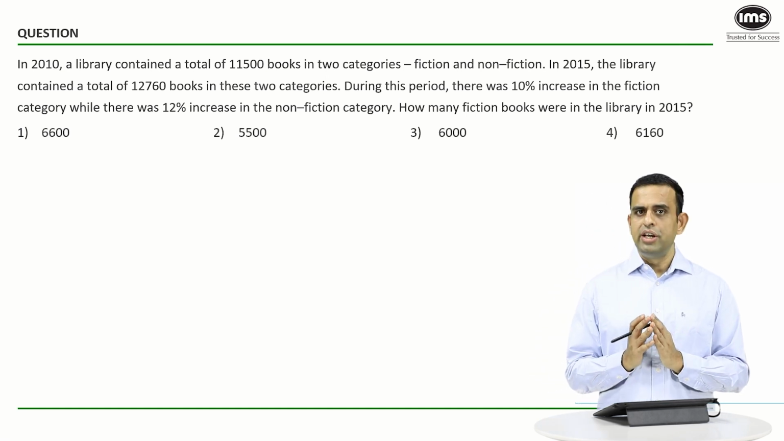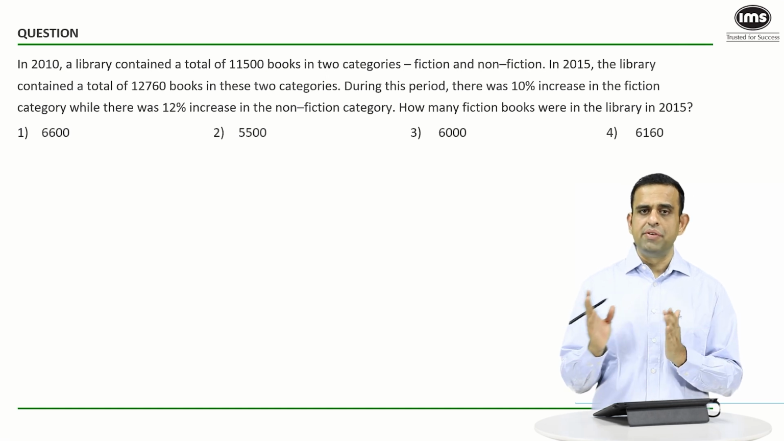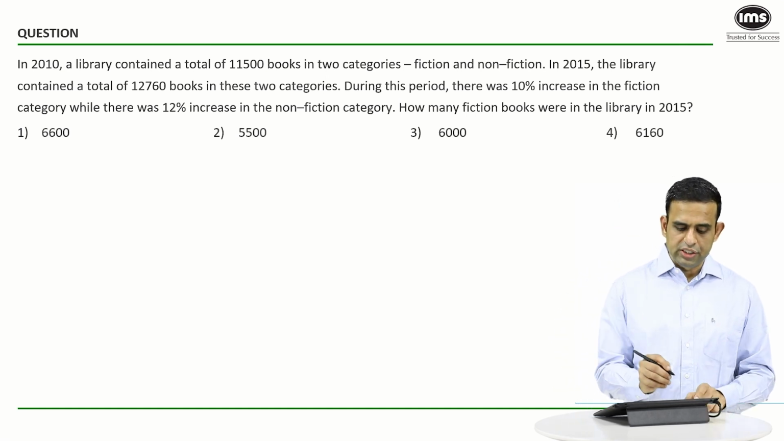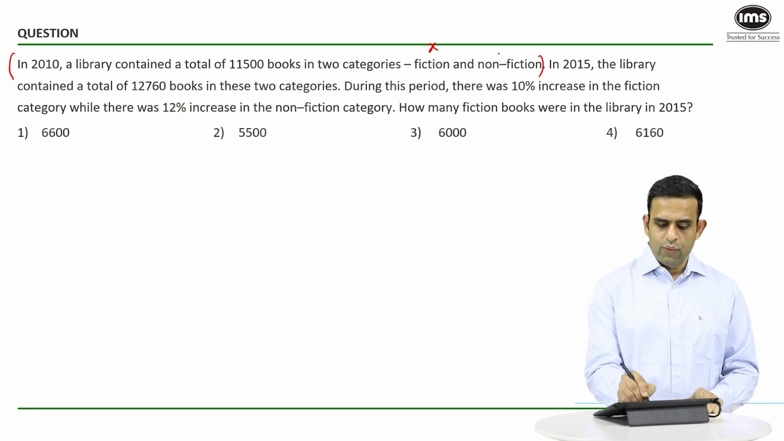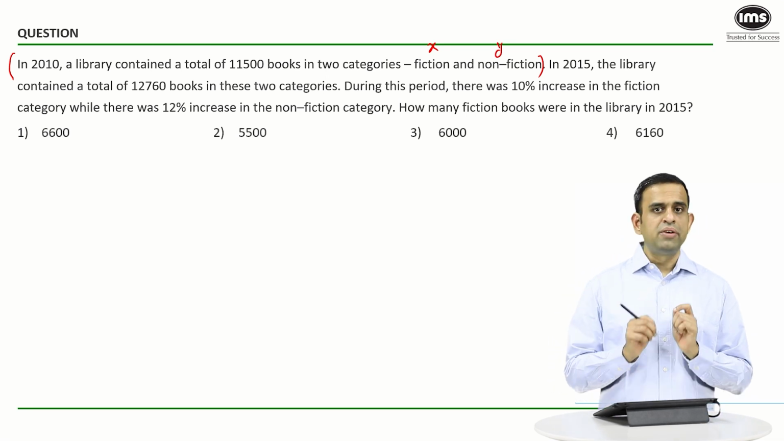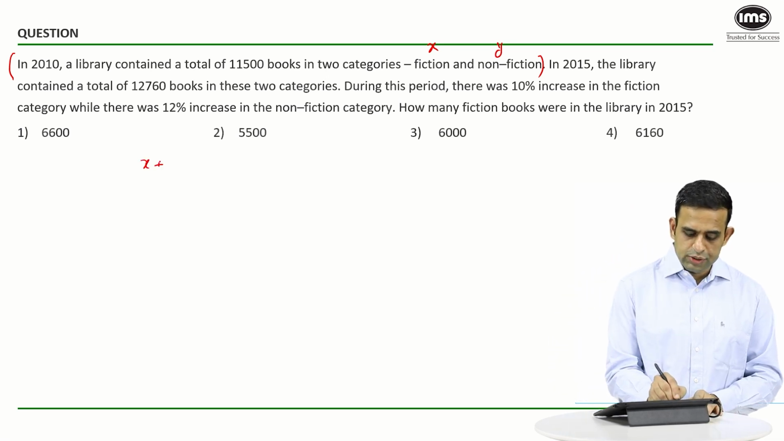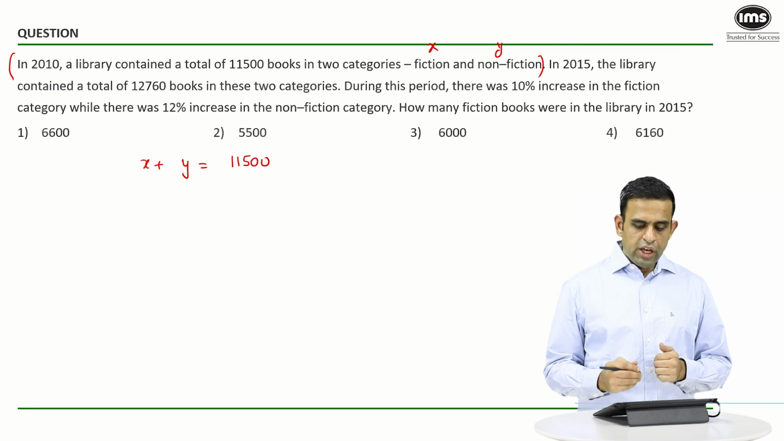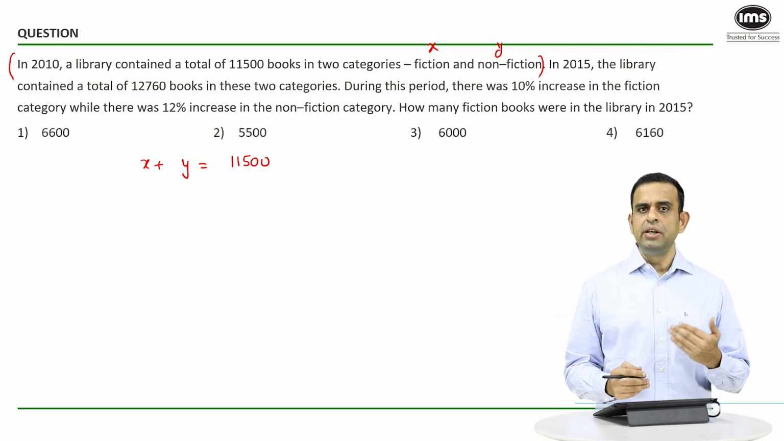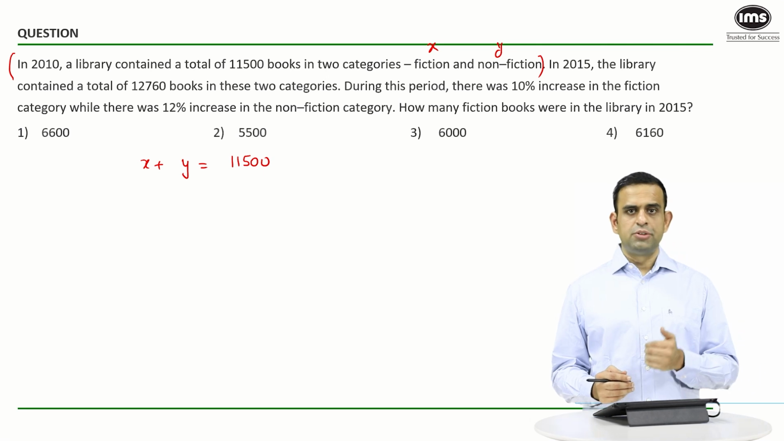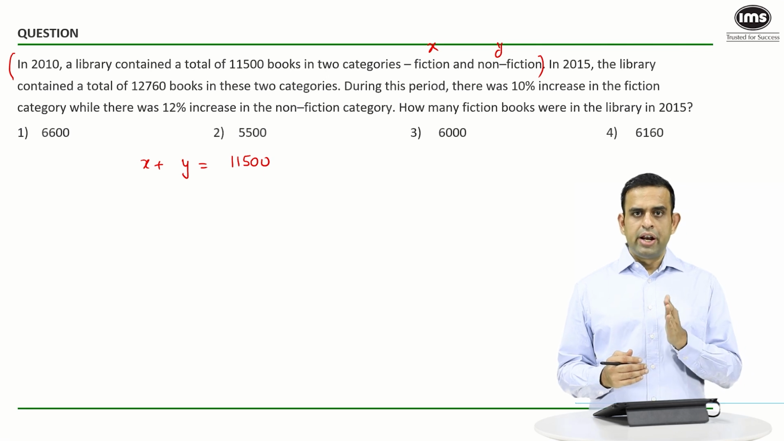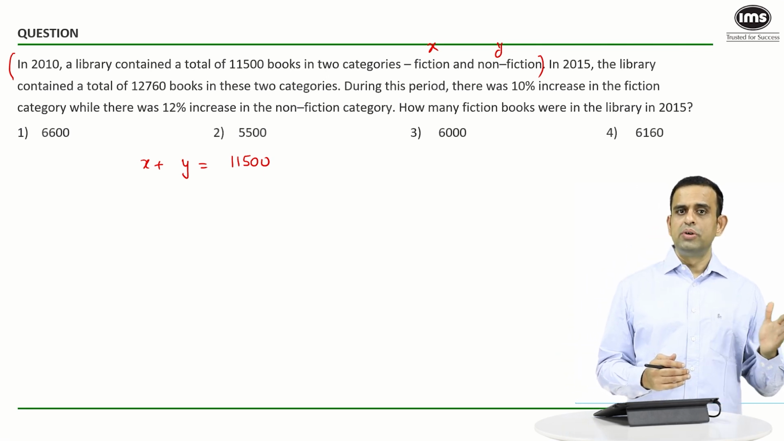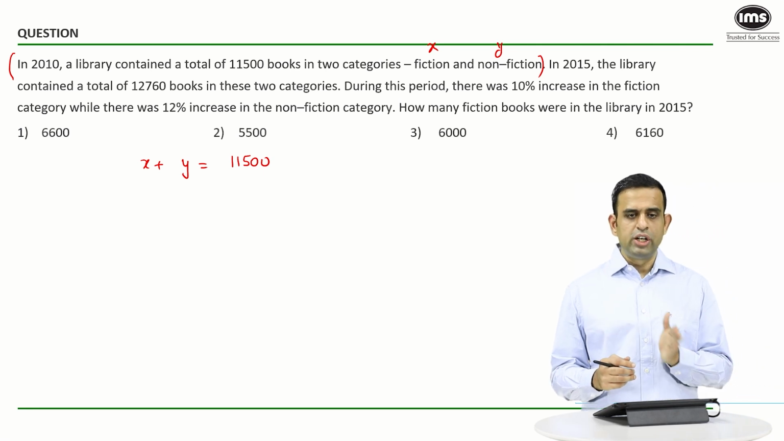So one needs to be slightly careful here because the two years which we are mentioning are 2010 and 2015. First of all, let me assume, using the first sentence, that we have X number of fiction books and Y number of non-fiction books in the year 2010. So my first equation will be X plus Y equals 11500. Now, if I look at 2015, we are seeing the increase in the fiction books by 10% and non-fiction by 12%. Now there can be two ways. One can frame the next equation as 110% of fiction books plus 112% of non-fiction books, and this must be equal to 12760.